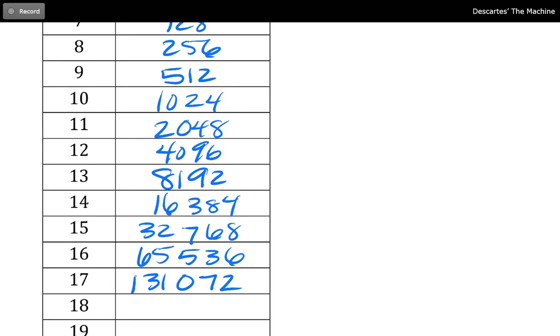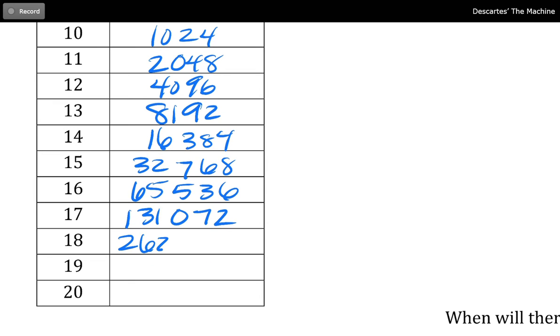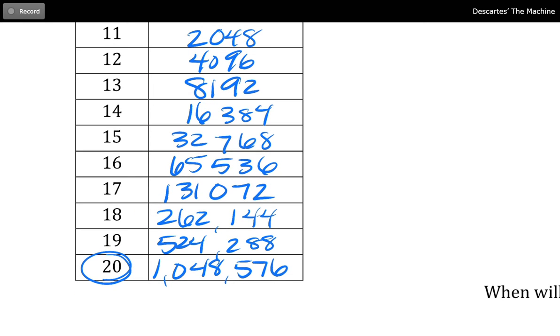131,072, 262,144. That's gross. And then 524,288, and then 1,048,576. Holy smokes! After 20 units of 3 days, which would be how many days total? After 60 days, you've got like 1 million people infected.